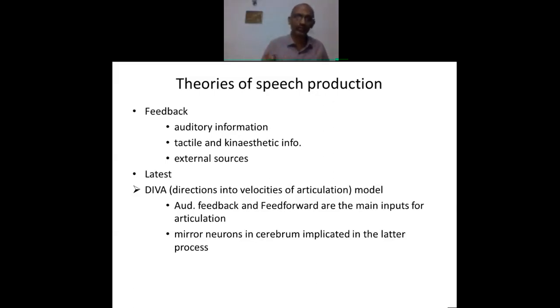Now, what is feed forward? Feed forward is something that comes from the brain. Everything else, feedback, is from other sources: what we hear, what we see, what we feel, all those are the feedback. But feed forward means that something sent from the brain itself improves or affects the articulation. And this is supposed to be done by the mirror neurons in the cerebrum.